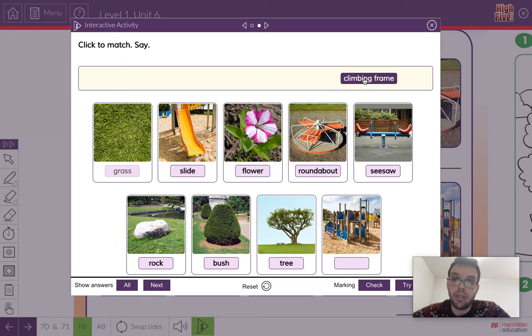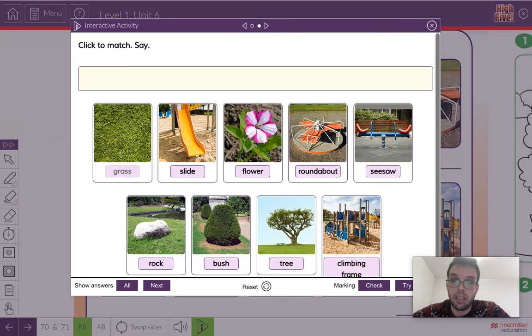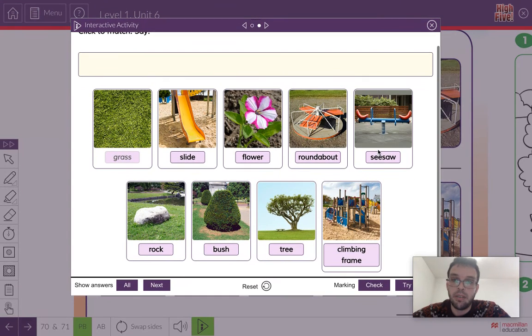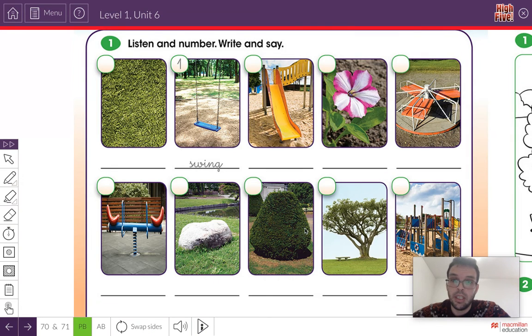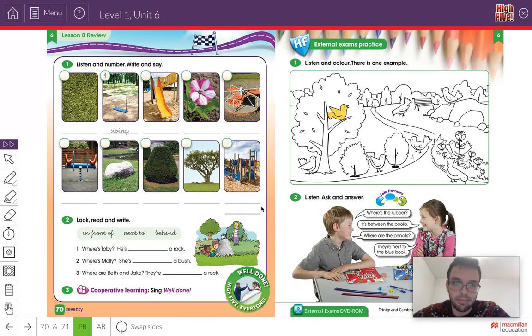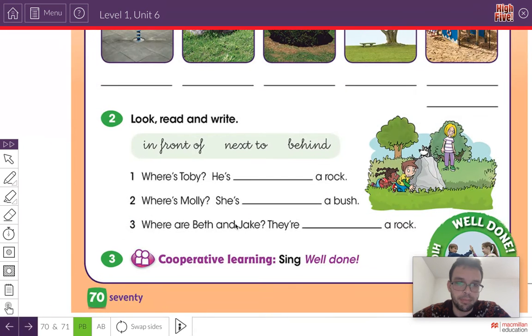And the last one to write is climbing frame. Okay, so write climbing frame under the picture. Very good. Pause the video if you need time. Have you finished? Excellent. So in your book, you should have all the numbers and all of the words written down. Very good. Now, when you're finished, we can go to exercise number 2.